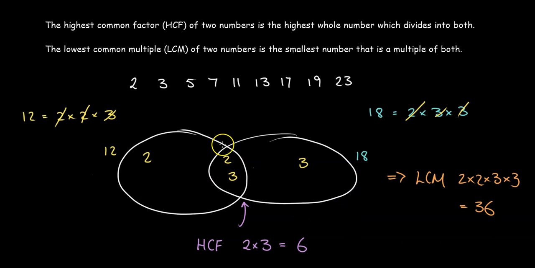So we're not repeating this extra 2, which is in the middle, and we're not repeating the extra 3, which is in the middle. We're not just multiplying 12 by 18. We're seeing what they have in common, we're seeing what each of them have separately, and we're multiplying all of those prime factors together to get our lowest common multiple.